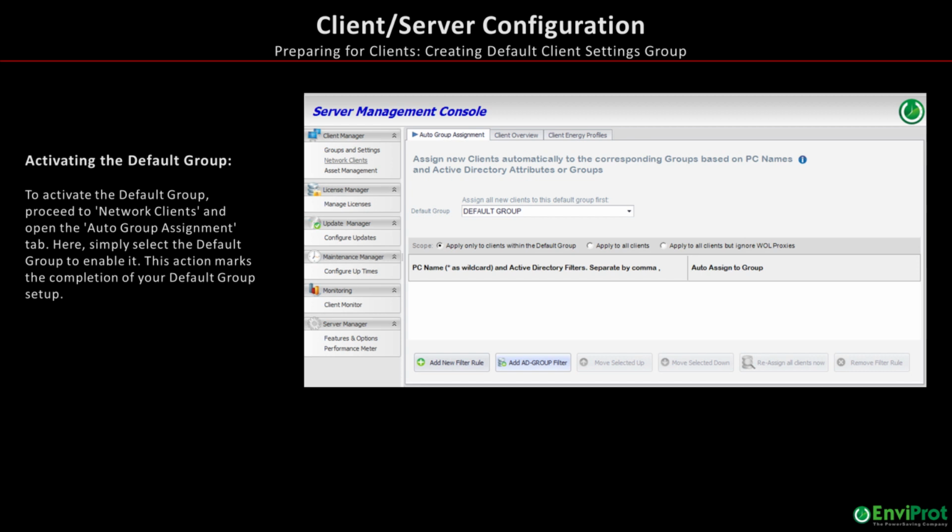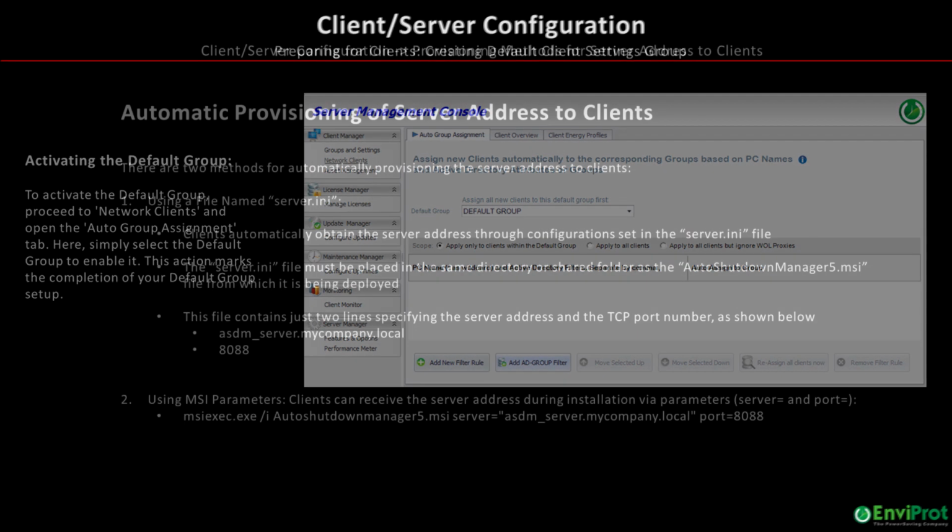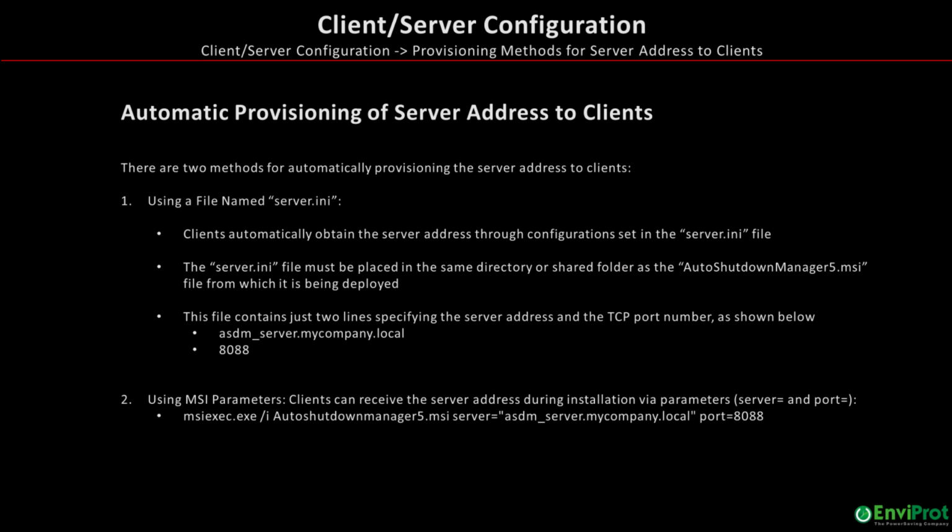Now, for the final step in setting up the default group. Navigate to Network Clients and click on the Auto Group Assignment tab. Here, select the default group to activate it. This completes the setup of your default group. The server is now ready for clients to connect.